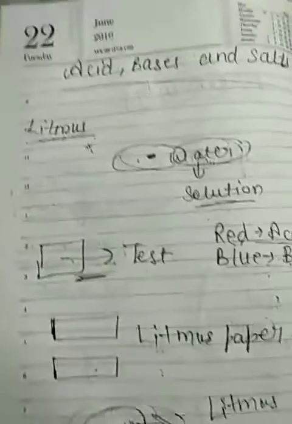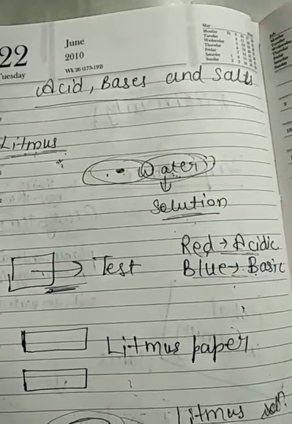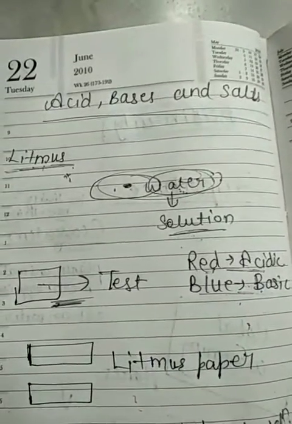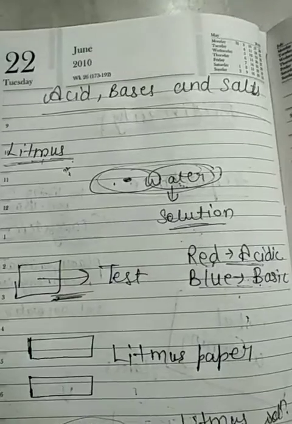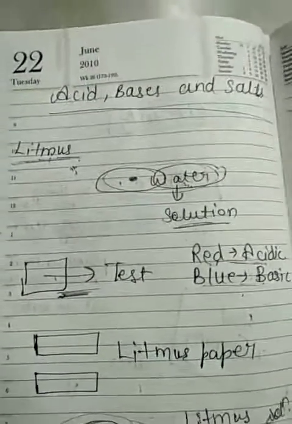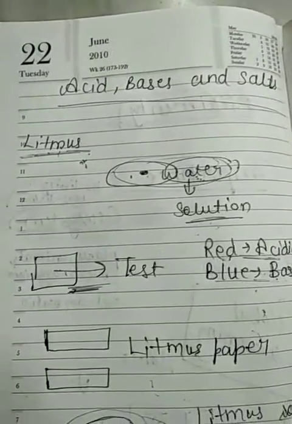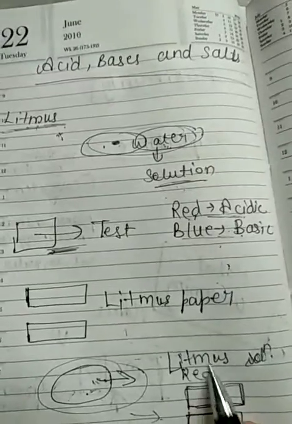When you put them inside the solution, if the solution is acidic, it turns red, and if the solution is basic, it turns blue. In fact, that is the reason you see two different kinds of litmus paper, red and blue color. Why is it in two colors, red and blue? So let us talk about this.